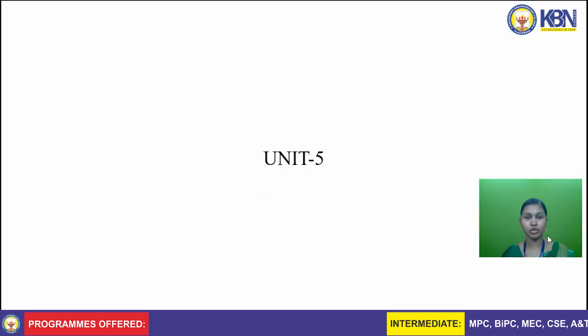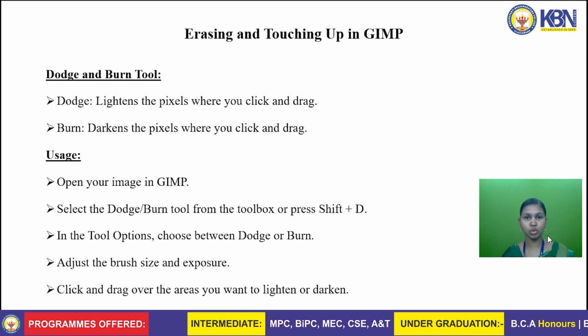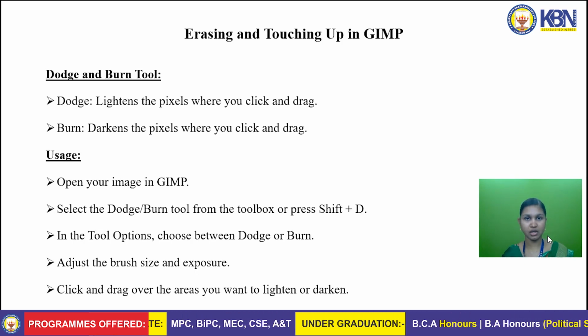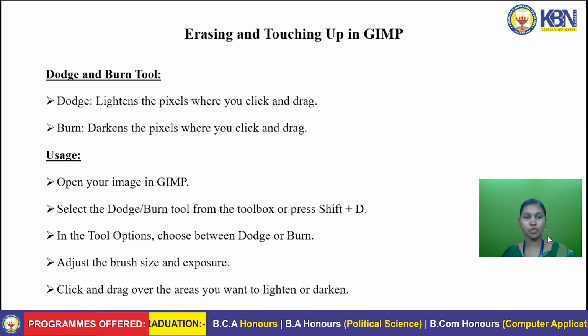Today I am discussing Unit 5, which is related to digital imaging and how to erase and touch up an image in the GIMP software. First of all, the first tool is the dodge and burn tool. Here, dodge means you lighten the pixels where you click and drag, and burn means you darken the pixels where you click and drag.